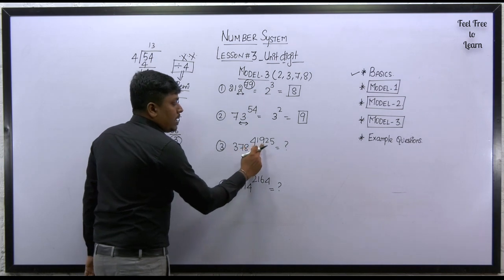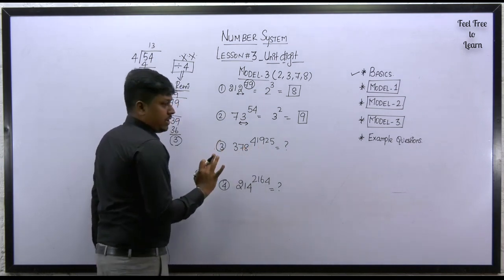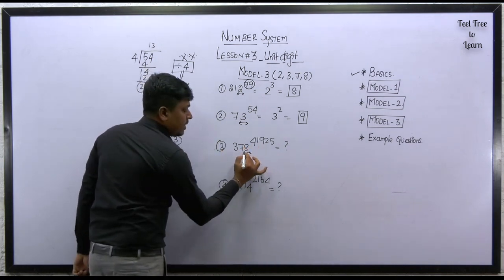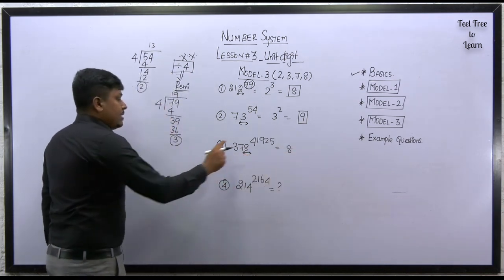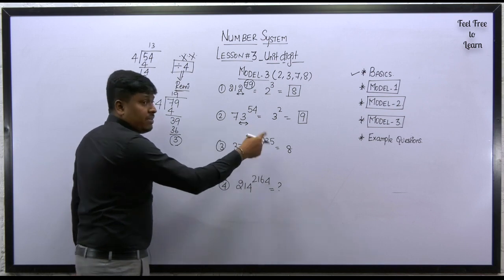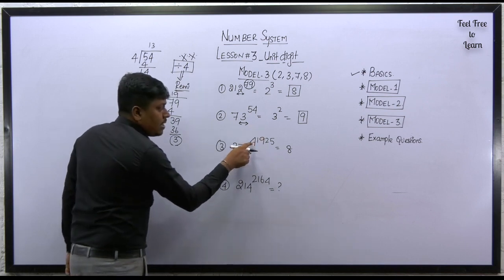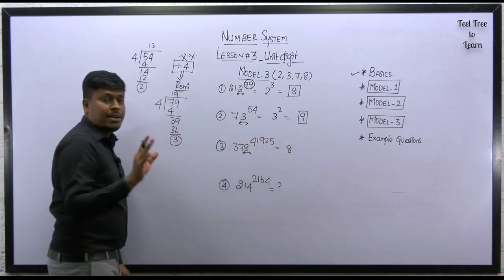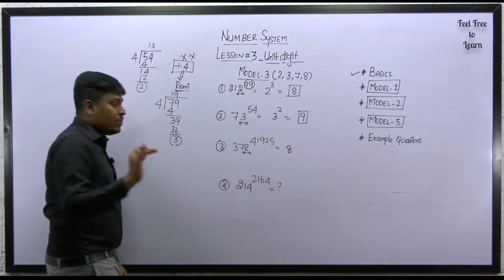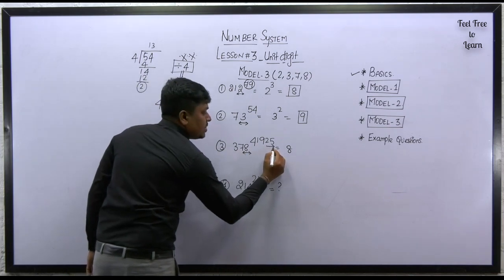378 power 41925. The last digit of the given number is what? Write down 8 here. Another important thing: just look at the power, which is 41925. You don't want to divide the complete 41925, it's a waste of time. You just take only the last 2 digits of the number.